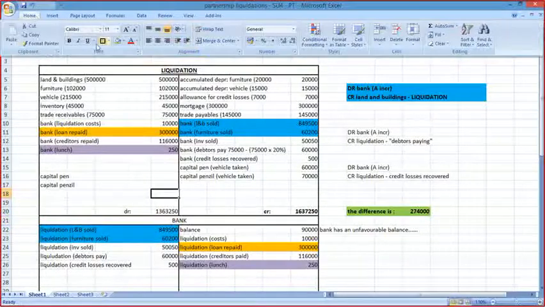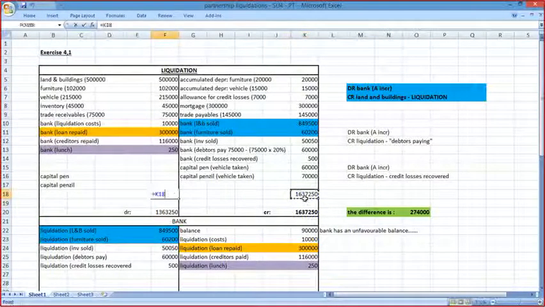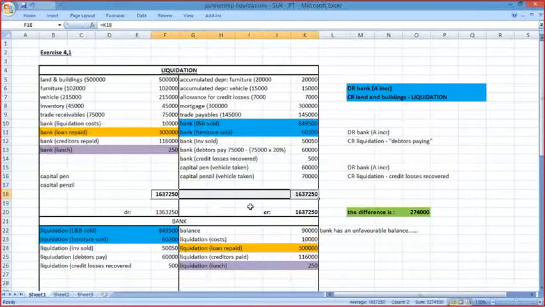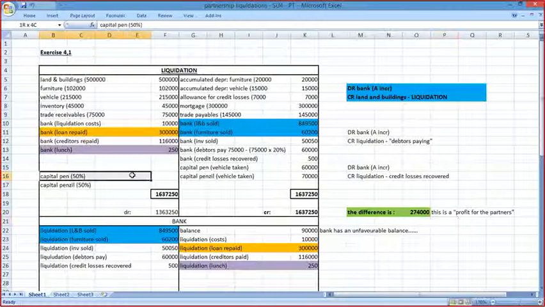Yes. Because if I total those two sides up, what do I want to see on both sides? The same figure, which is the credit amount. You want to see that amount on both sides. How much does pen and pencil get? 50% of that 274,000. They each get 50% of the difference, which is shared. So this is a, inverted commas, profit for the partners, because you're balancing that off here.